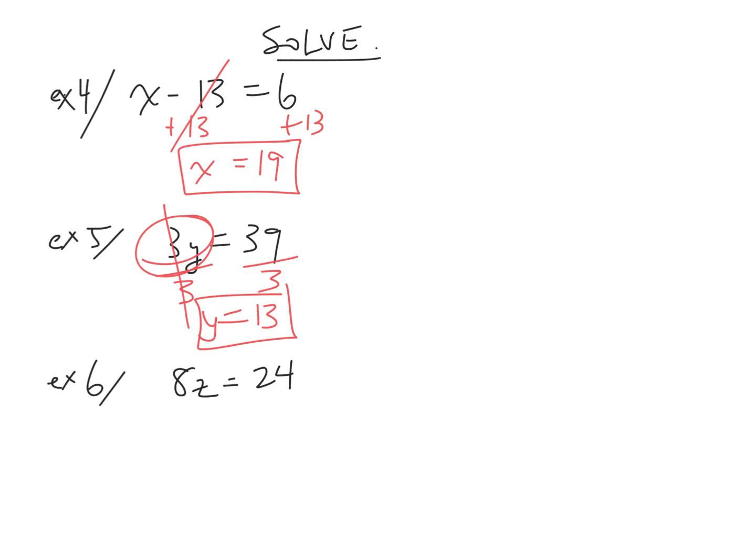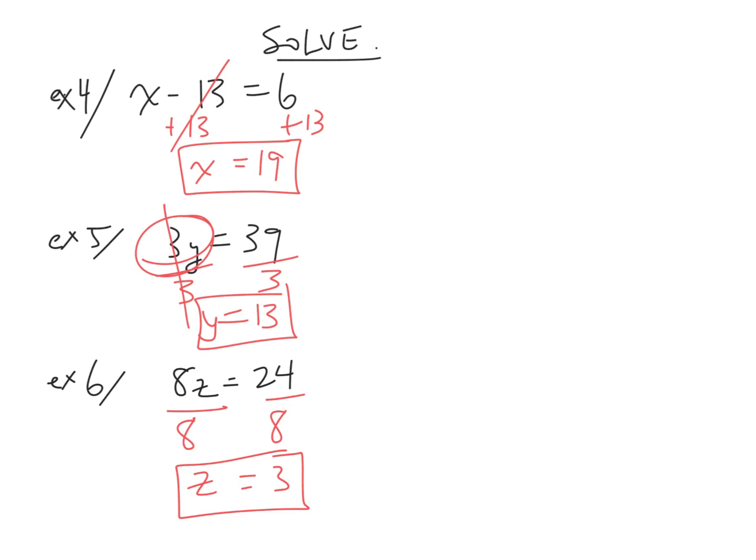And then same here, we have 8 being multiplied by z. We're going to divide by 8 to isolate the z. 24 divided by 8 is 3. So we have z equals 3 there.